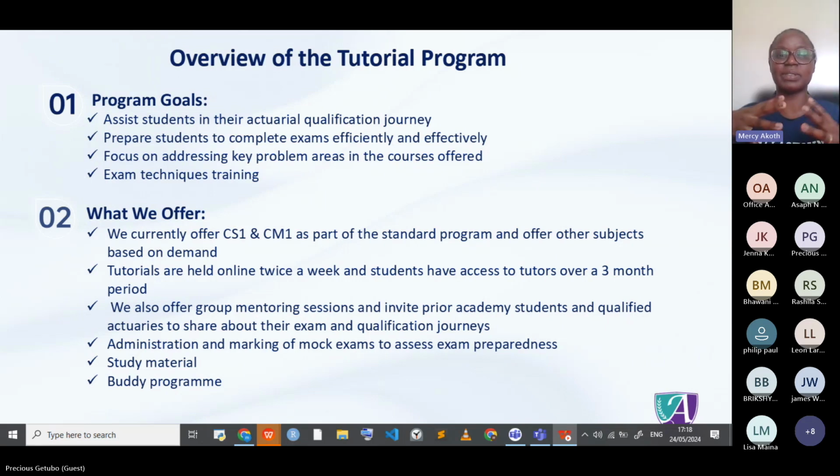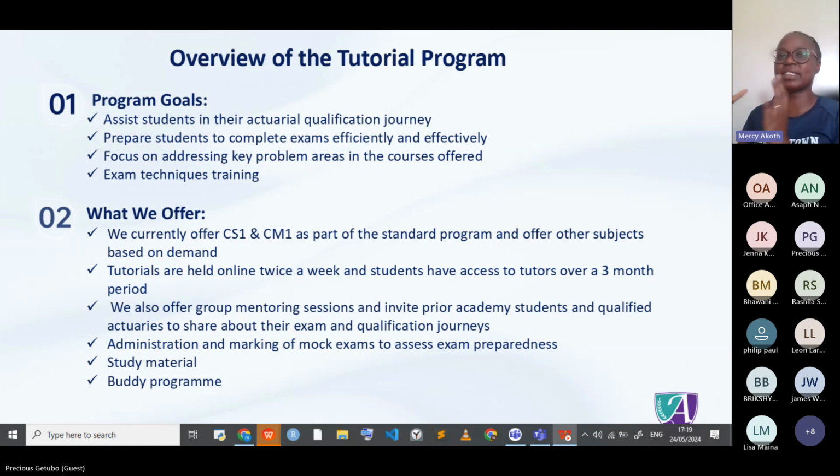The program helps bring together students who are going through the same exam at the same time, which is such a plus because, as we mentioned, the exams can be quite lonely. Having people to team up and study with can be quite useful. The goal is to help you prepare for and complete your exams efficiently and effectively.